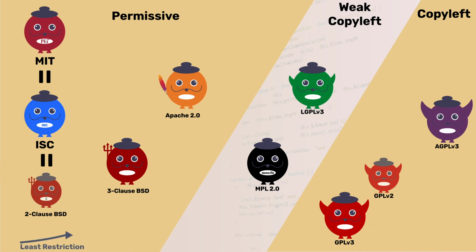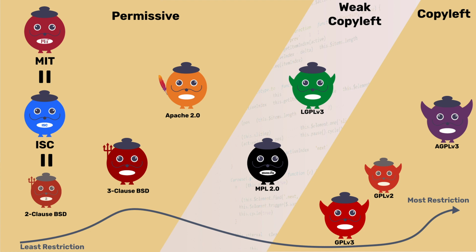In the picture, the left has the least restriction, and the right has the most restriction. You can use the copyleft licensed source code in your commercial software with the condition that you need to share your source code. Use weak copyleft licensed source code under the condition to share the modified source code. Use permissive licensed source code without sharing anything.